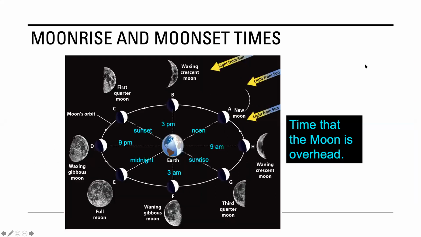All right, so the moon rises and sets at different times depending on what phase it's in. So in this light blue or cyan, it's saying what time the moon is the most overhead in your sky. So during a new moon, think about it, the new moon is basically in line with the sun. So during a new moon, the moon will be highest in your sky at noon, when the sun is also highest in the sky.